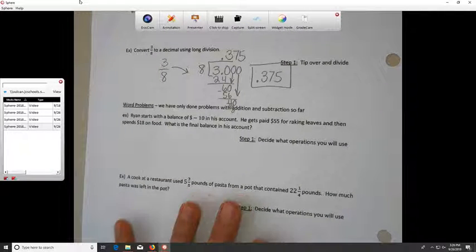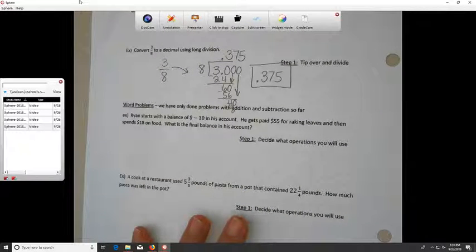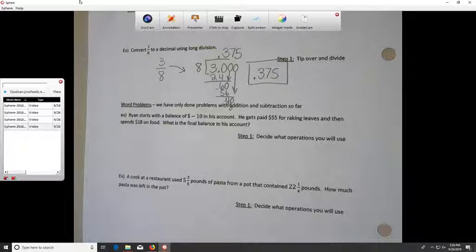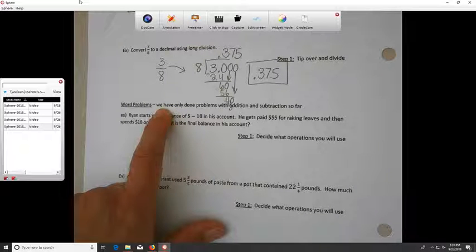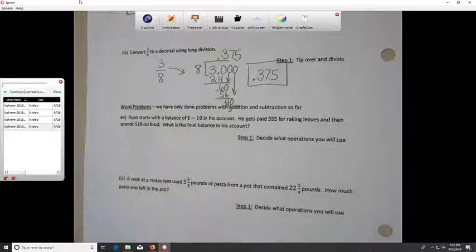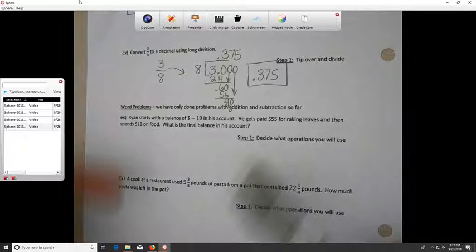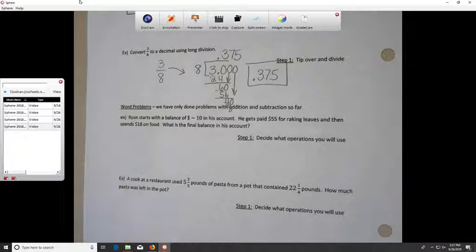The last topic that's on the quiz is the word problems, and it reminds you right here, we've only done word problems with addition and subtraction so far. So on your quiz, if you're getting to these word problems and you're thinking you need to multiply or divide, don't do it. We haven't done any multiplication or division word problems yet. We've only done addition and subtraction.